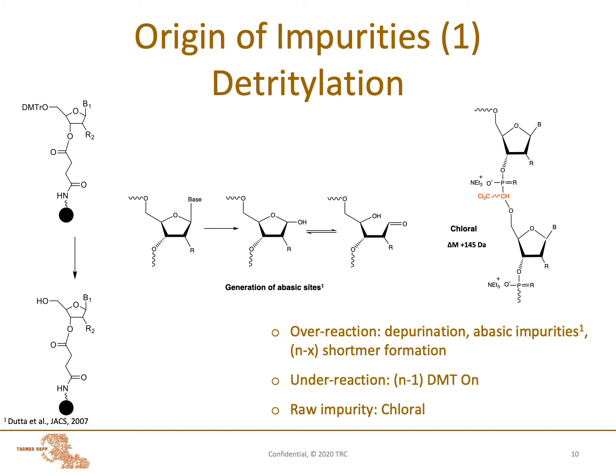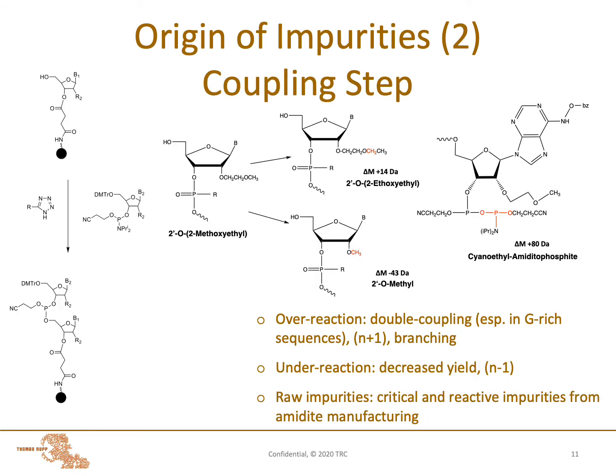and given the references. Here, first step in the synthesis is the detritylation. During the detritylation, abasic sites could happen, depurination could happen, and also a raw material impurity, the chloral, could happen. Chloral is plus 145, and the abasic sites depend on the base that has been cleaved off on the purine. Coupling step.